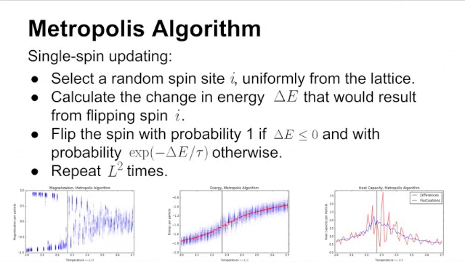For numerical simulations, we approximate an infinite lattice by a finite lattice with periodic boundary conditions. The Metropolis algorithm works by updating 1 spin at a time. One iteration consists of the following. Select a random spin and calculate the change in energy that would result from flipping the spin. If the energy decreases or stays the same, flip the spin. Otherwise, flip with probability e to the negative change in energy divided by temperature. This process is repeated once for each spin in the lattice.